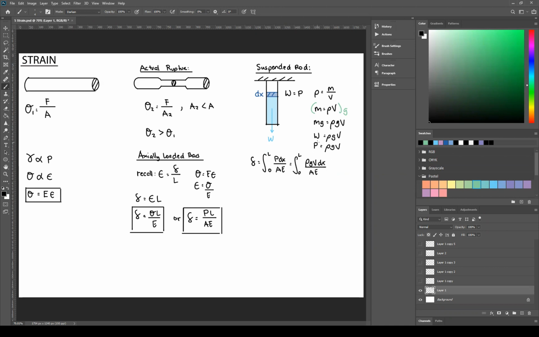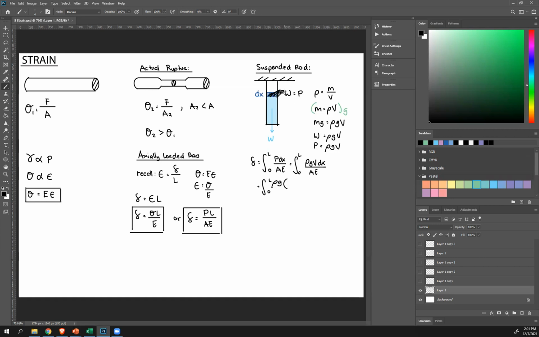Oh, what's this V? V is the volume of this. We can create an equation for that, right? Integral from 0 to L, rho g, V. So consider this as a length with area, cross-sectional area rather. This is the cross-sectional area. So this is the volume.